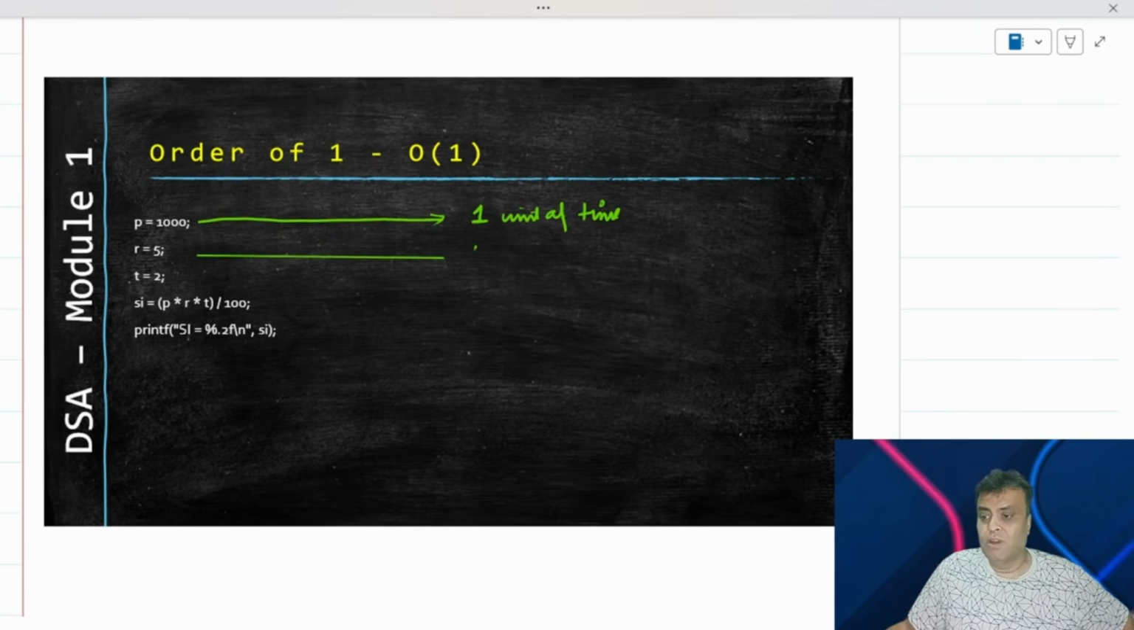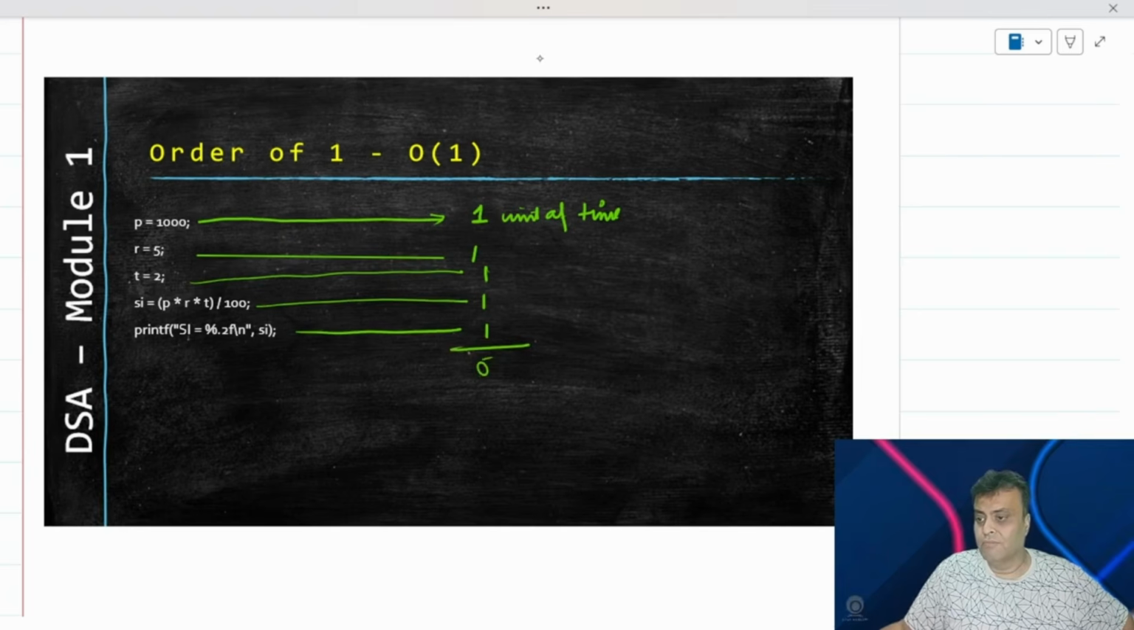Similarly, this line will take 1 unit of time. This line will take 1 unit of time. It has no relevance to the number of inputs. This line will also execute in 1 unit of time. This printf will also execute in 1 unit of time. So net, this executes in 5 units of time.